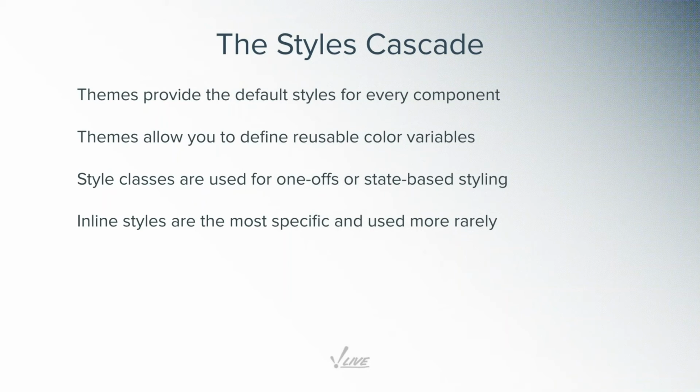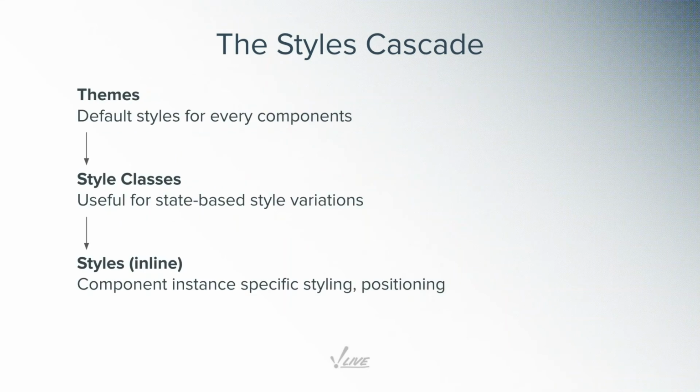And just remember that inline styles are the most specific way to define CSS, so they always take precedence. They might override things that are defined in your style classes or your themes above that. Usually they're used the most rarely and usually for things that are not repeated across other components or for unique positioning or styling that's not going to be reused. So here's another way to show that same information. You can see how each tier overrides the one above it.